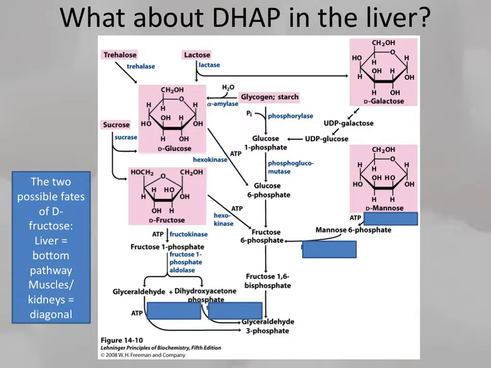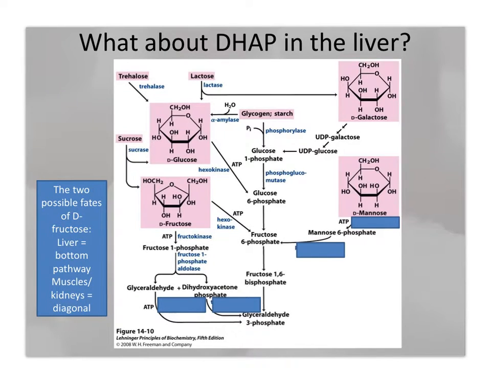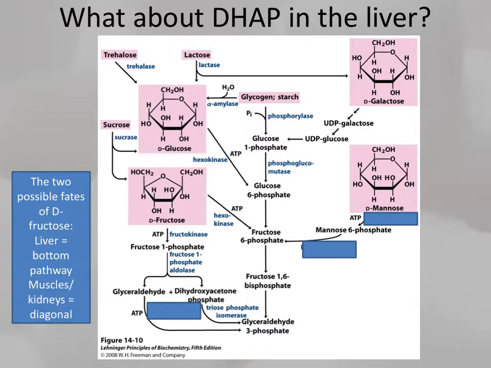So now, what about DHAP in the liver? DHAP becomes glyceraldehyde 3-phosphate. What enzyme can do that? That's just your good friend, triose phosphate isomerase, TPI. It's the same one, because it's the same reaction. Remember, that was step 5 of glycolysis. Nothing new there.